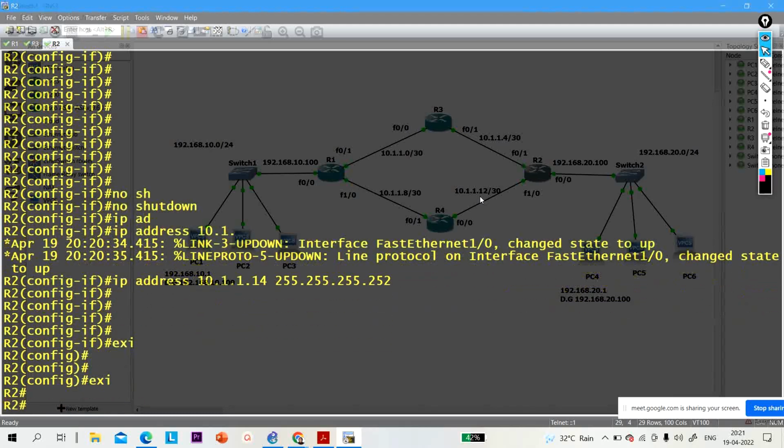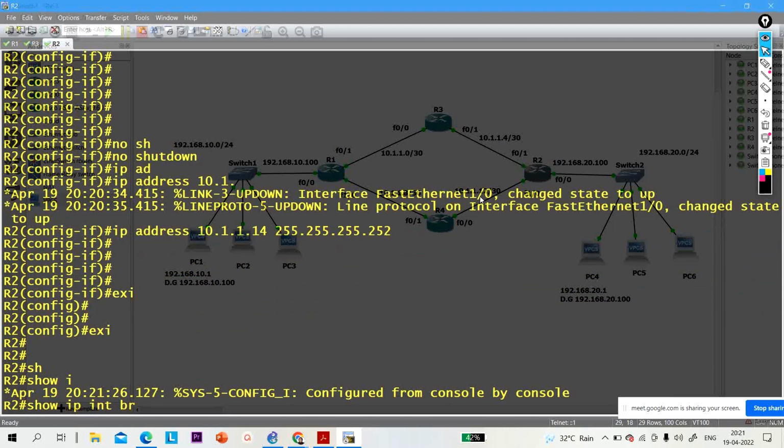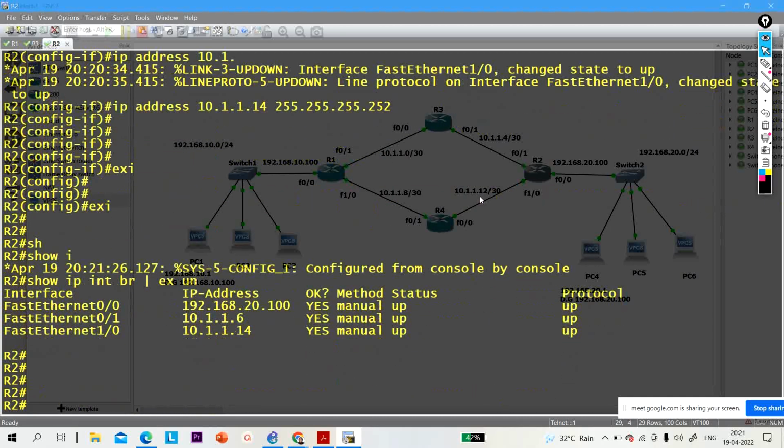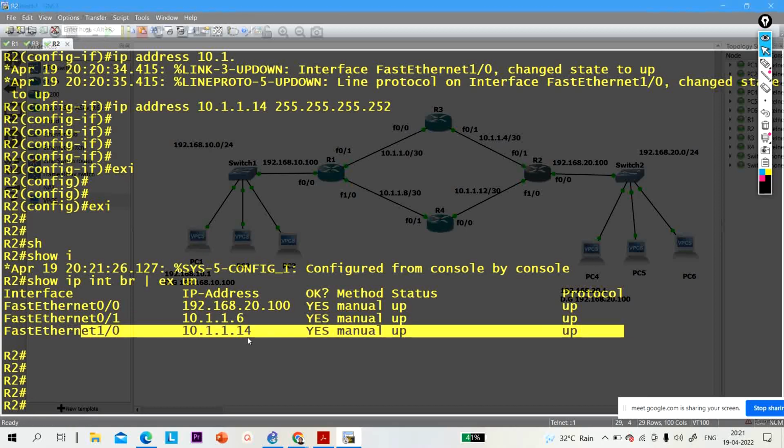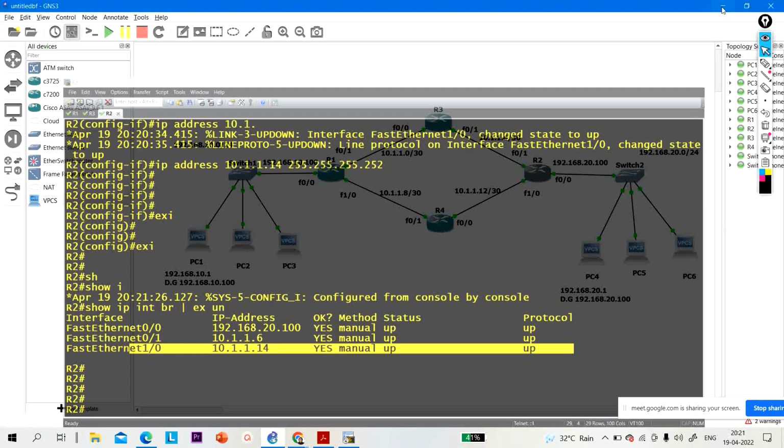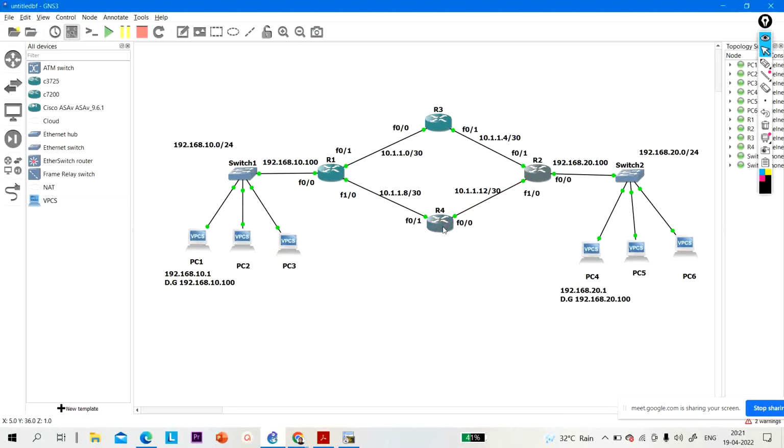Okay. So show ip interface brief, excluding unassigned. See, on FastEthernet 0/0 192.168.20.100, on 0/1 10.1.1.6, on 1/0 10.1.1.14. So I will configure 13 on R4.